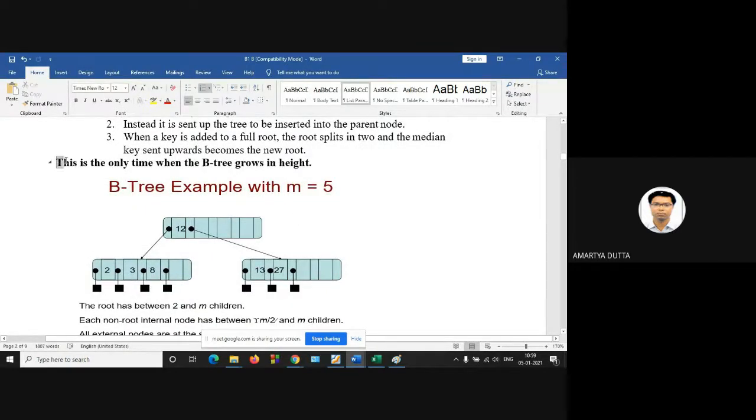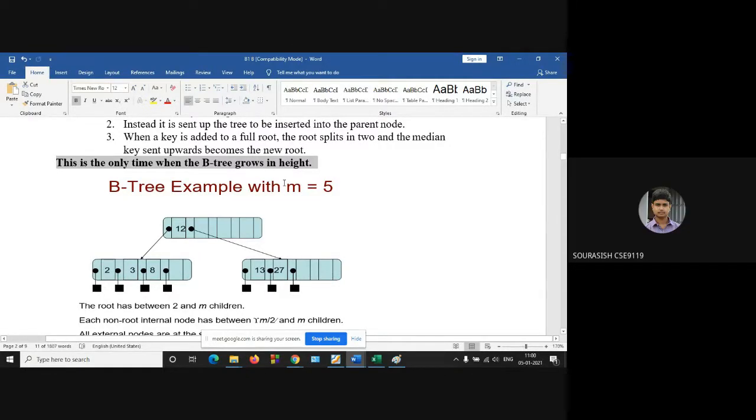So this is the main property. That is why a B tree grows in height in the upward direction, from the root. Up to this, any query? I will explain with an example. Up to this, any query?